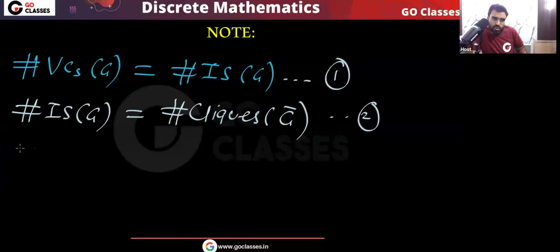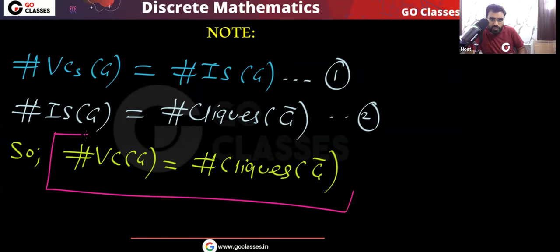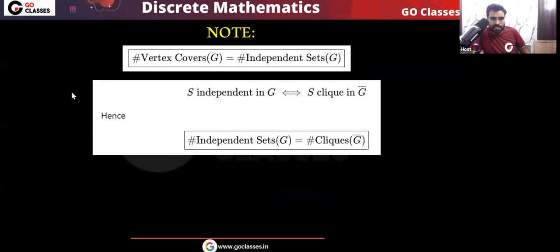From these two equations, I can say that the number of vertex covers in G will be equal to the number of independent sets in G, and the number of independent sets in G is equal to the number of cliques in G complement. So I can say the number of vertex covers in G is equal to the number of cliques in G complement. Okay, very easy. Yes or no? So the number of vertex covers in G is the same as the number of cliques in G complement. Very easy.